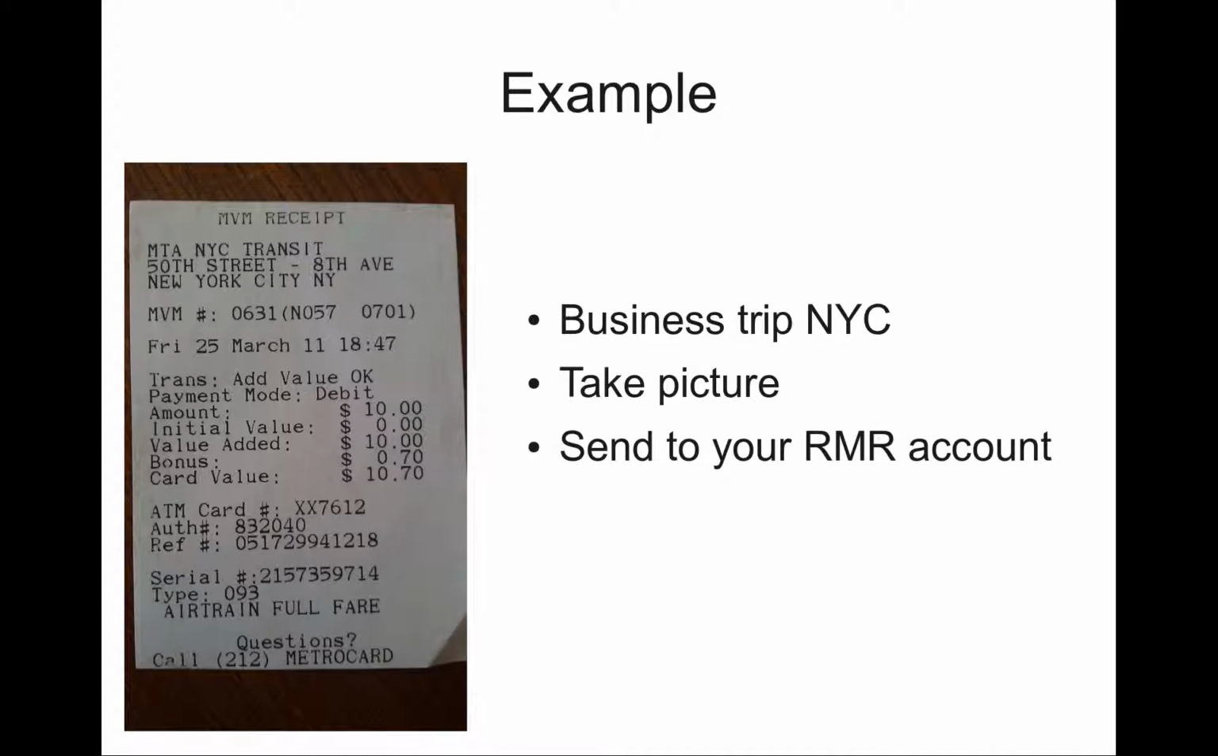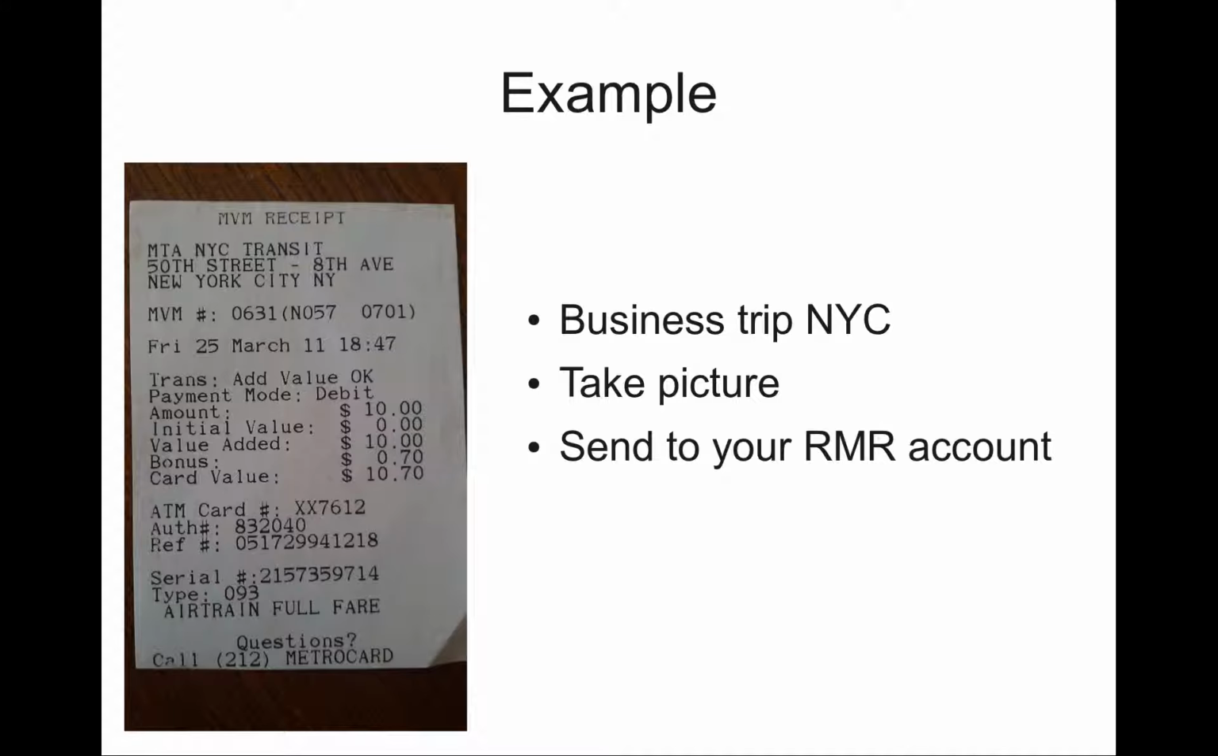Let's say you're on a business trip to New York City and you bought a transit card. Get the receipt and place it on a flat surface. Take the picture with your mobile phone. Now attach the image to an email and send it to your Read My Receipt account. If you like, you can specify an email subject or the email body text to store more details about the receipt. When the system receives the email, it uses Evernote to recognize the text on the receipt.